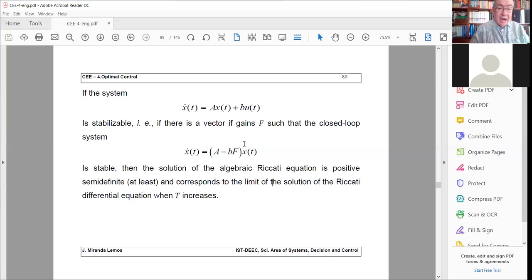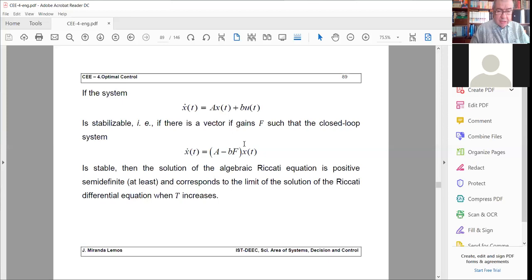Then you design a state feedback that stabilizes the states that are controllable, driving them to zero, and the other ones that are not controllable go to zero because that's the way the system evolves. So this condition of stabilizability is weaker and comprises more systems than asking for A, B to be controllable. If the system is stabilizable, then the solution of the algebraic Riccati equation is positive semi-definite at least, and corresponds to the limit solution of the Riccati differential equation when t increases. That's the result.